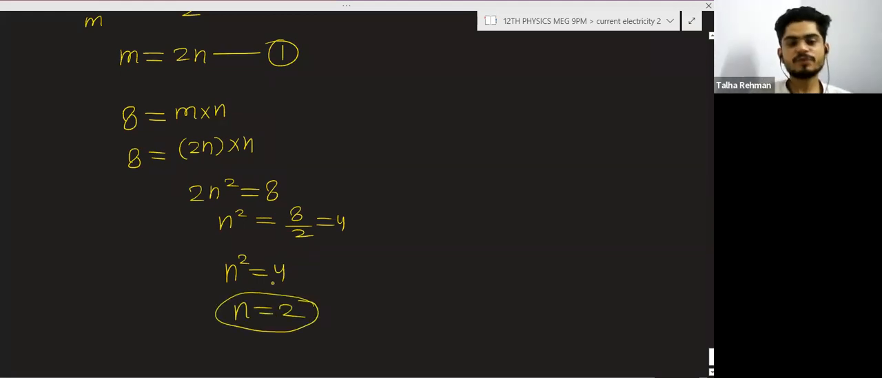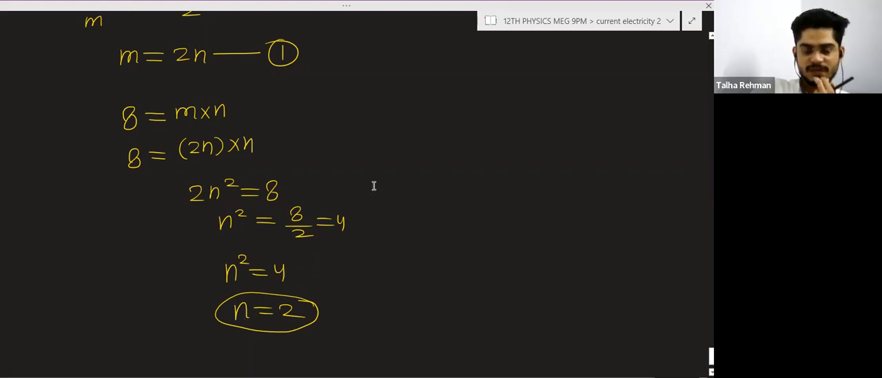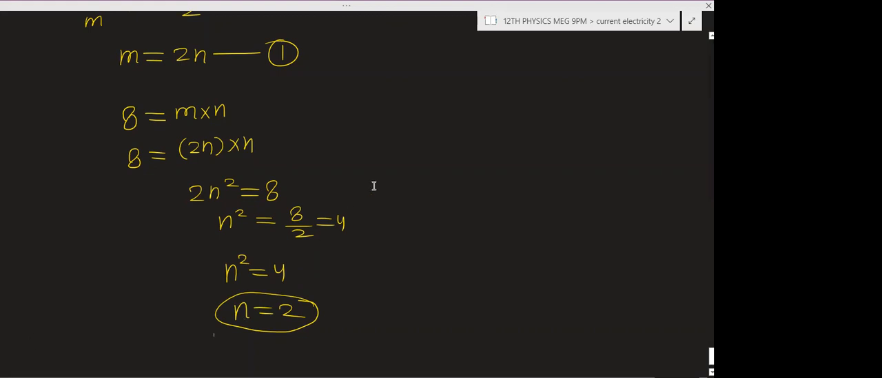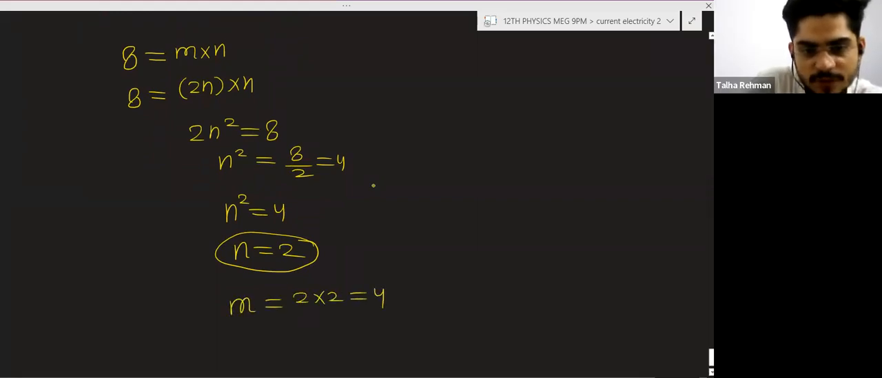Can you find the value of m? Put the value of n is equal to 2. 4. Yeah, 4. Very good. Means you have m is equal to 2 into 2, that is 4. So m is equal to 4.